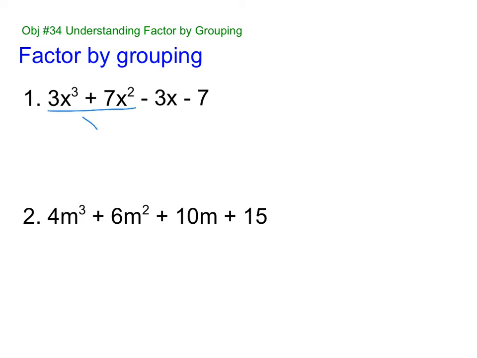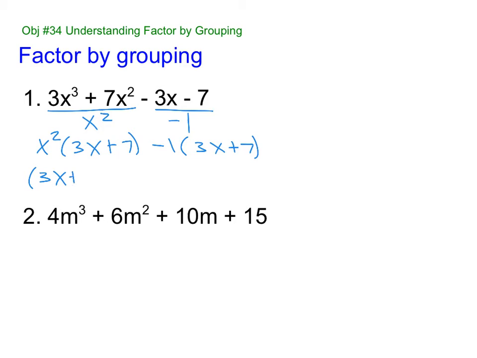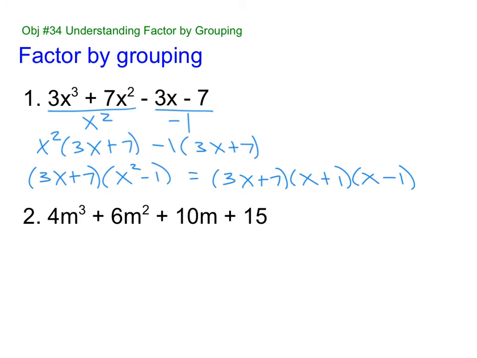GCF of x squared, GCF of negative 1, and the 3 and 7, so I'm pretty sure I'm doing this right. X squared, 3x plus 7, minus 1, 3x plus 7. 3x plus 7 times x squared minus 1. And then that x squared minus 1 is a difference of squares. So x plus 1, x minus 1. That's it.